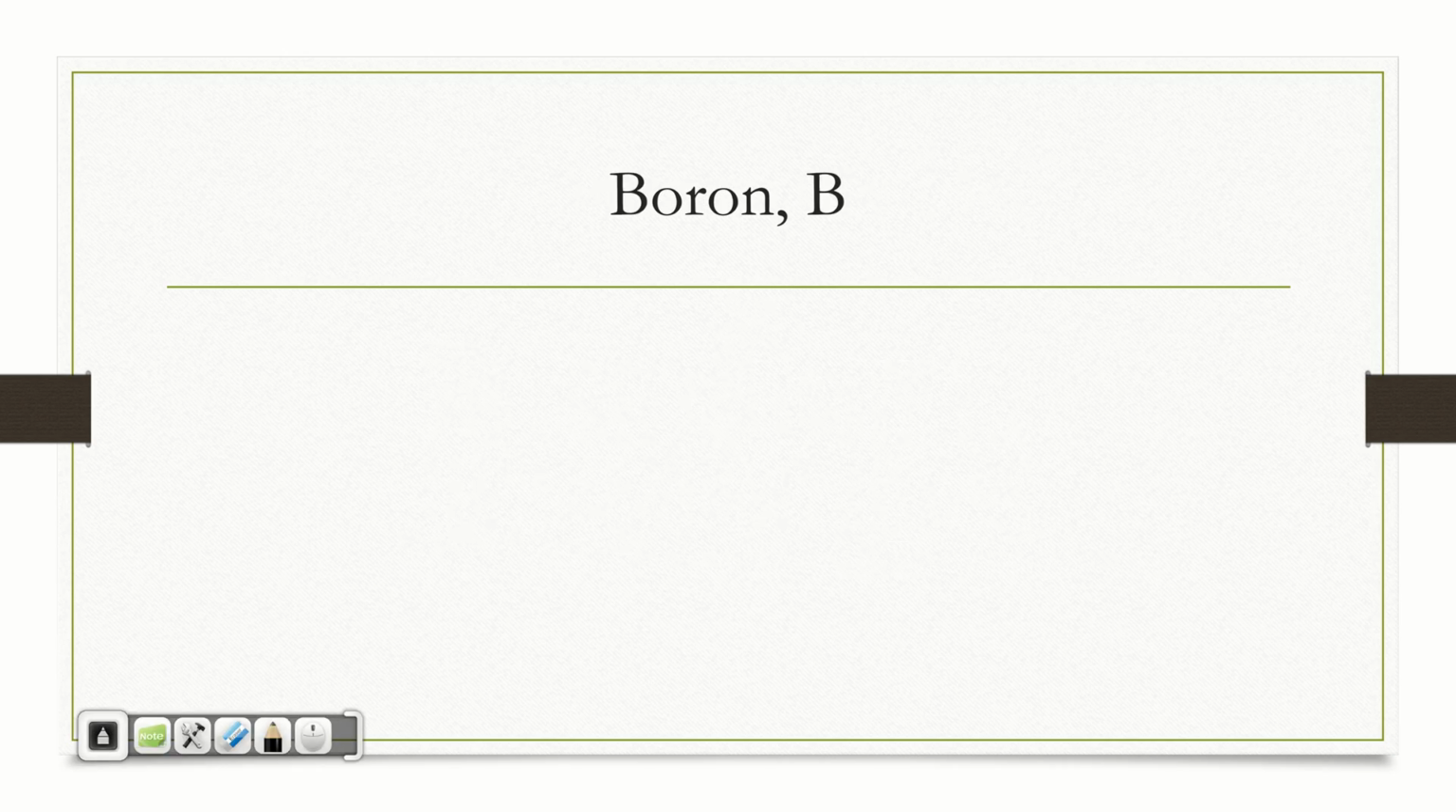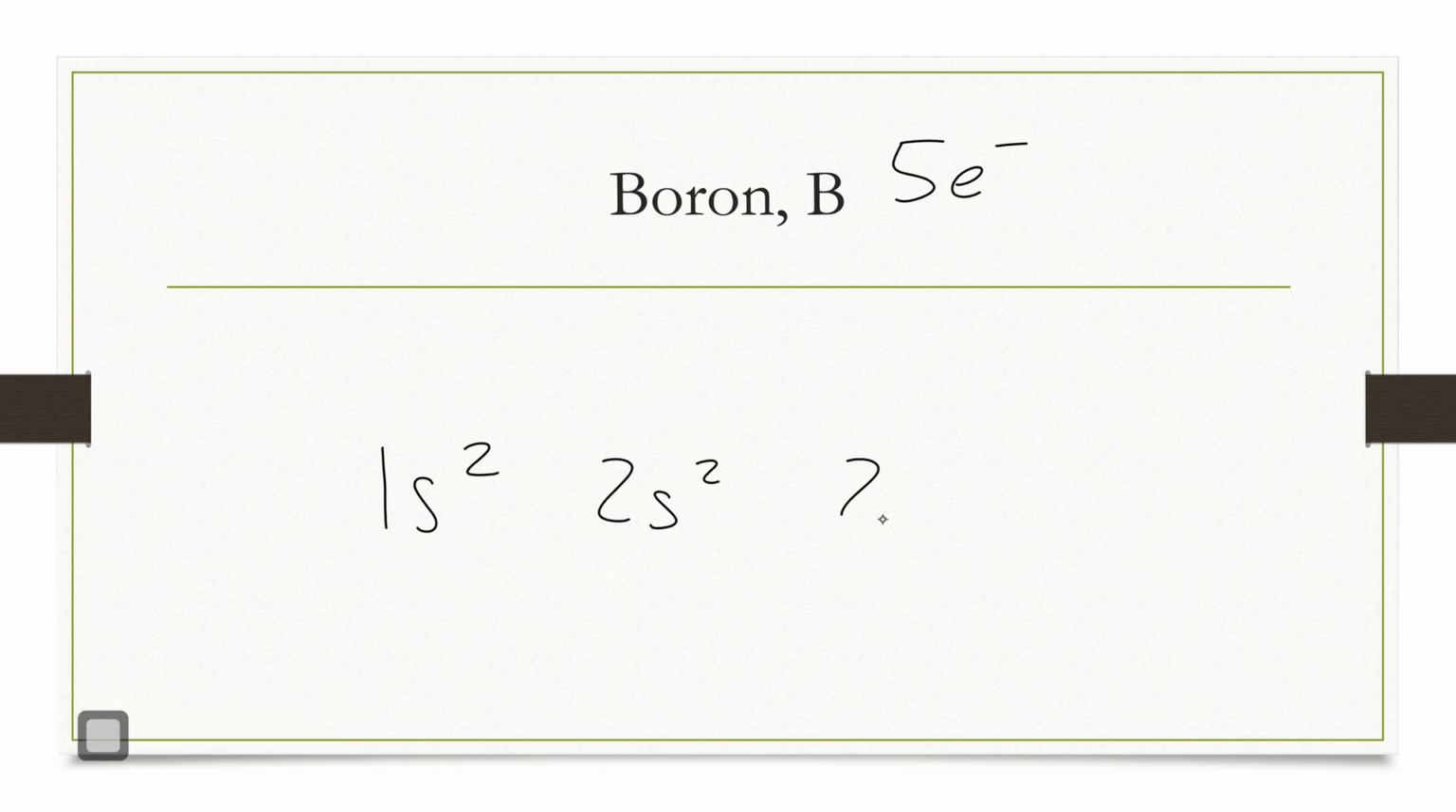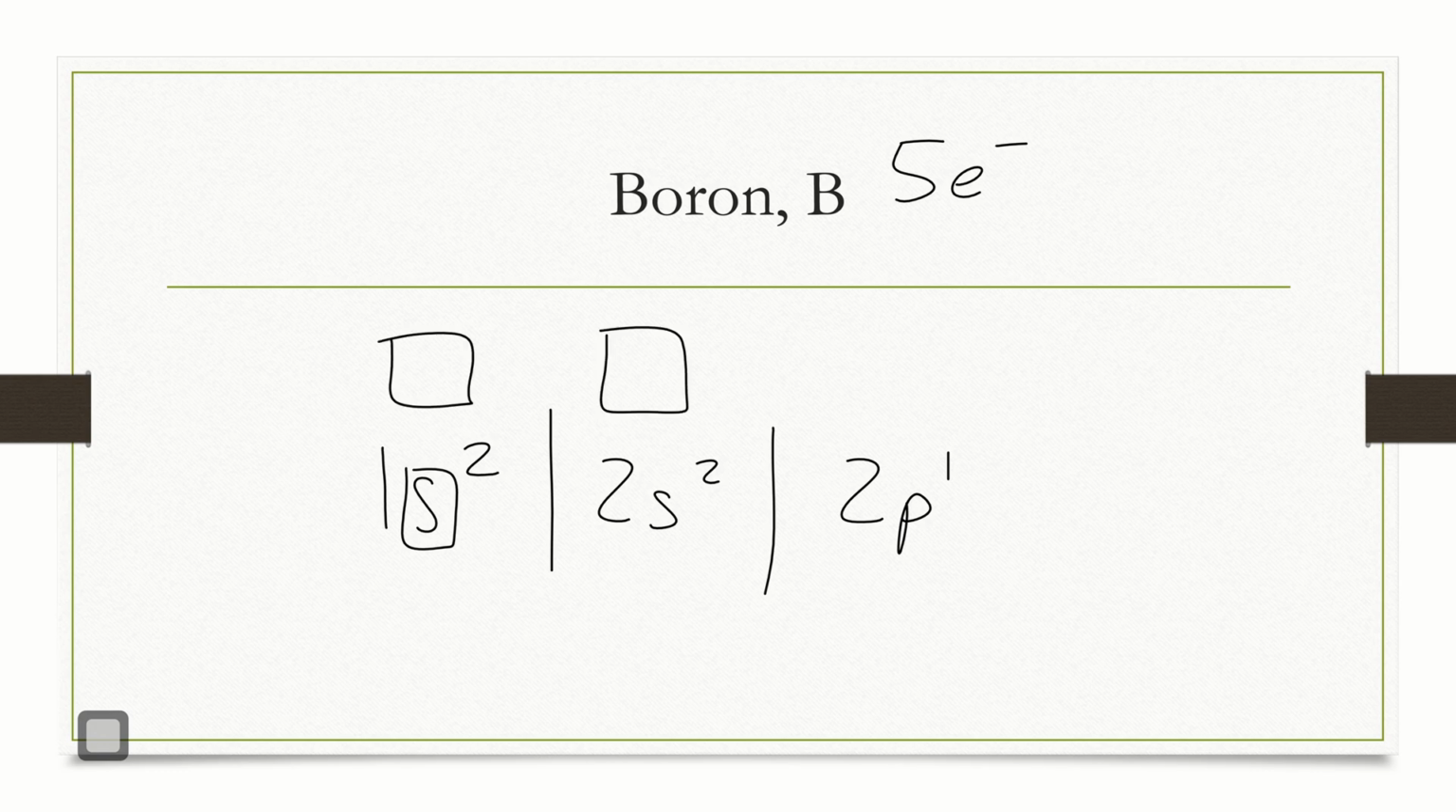Boron. This will be a short one. Boron only has 5 electrons. So the electron configuration would be 1s2, 2s2, 2p1, again following the off-ball diagram. S only has 1 box or 1 line.